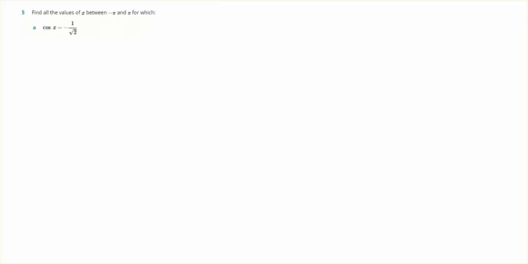This is for Year 12 Mathematical Methods. We're going to look at question 5a, and it's a question involving solving a trig equation. Cos of x equals -1/2, and x is between negative pi and pi.